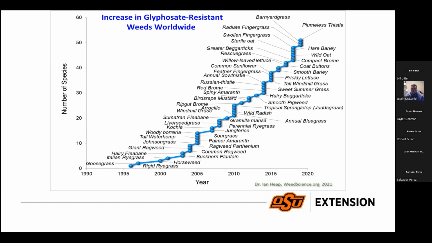And so after years and years of doing that, you can see on this graph here, getting into 2010 through 2020, there's been a significant increase in the number of species of weeds that have shown resistance to glyphosate. So again, if we keep using glyphosate over and over again, I imagine there's just going to be a steady increase of resistance that we would see.